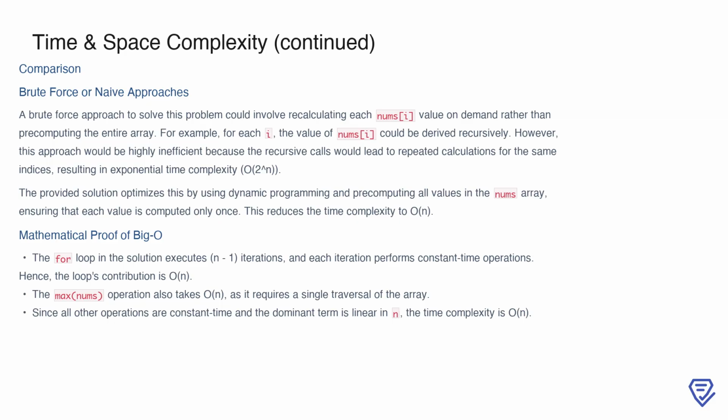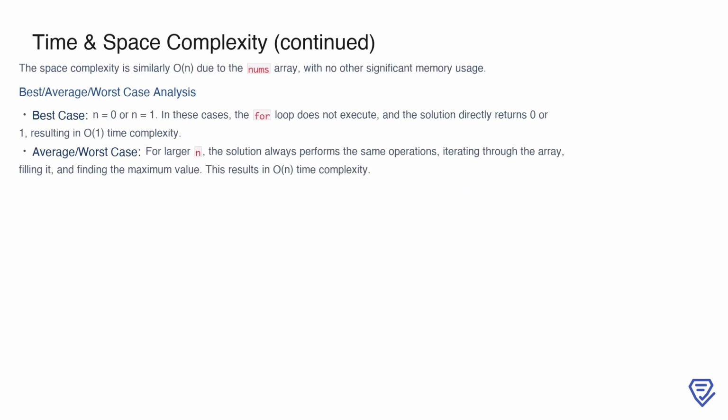If we analyze the operations in detail, the for loop runs n minus 1 iterations, each taking constant time, contributing O(n). The max(nums) operation, which involves traversing the array once, also takes O(n). Since these are the only significant contributors, the overall time complexity is O(n). Similarly, the space complexity remains O(n), due to the nums array being the only significant consumer of memory, with no additional data structures used.